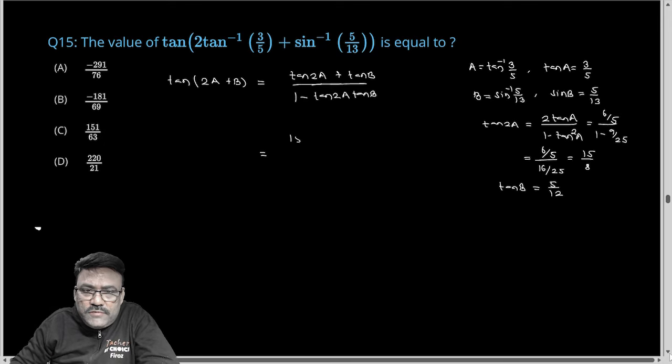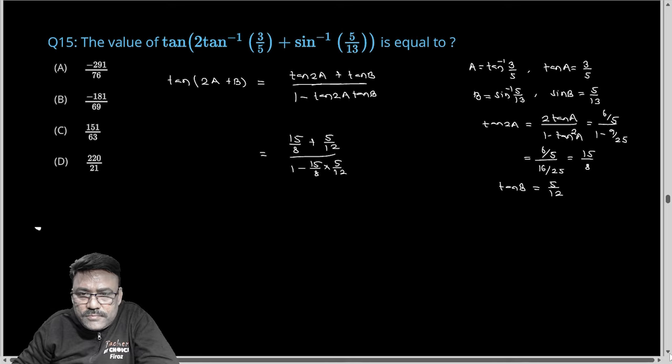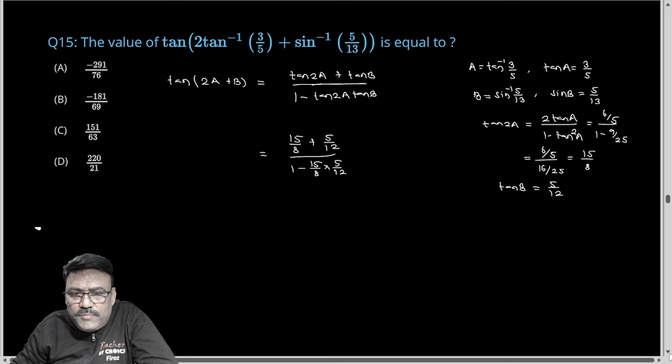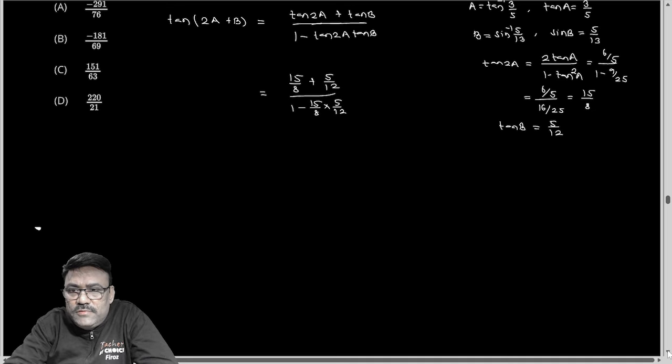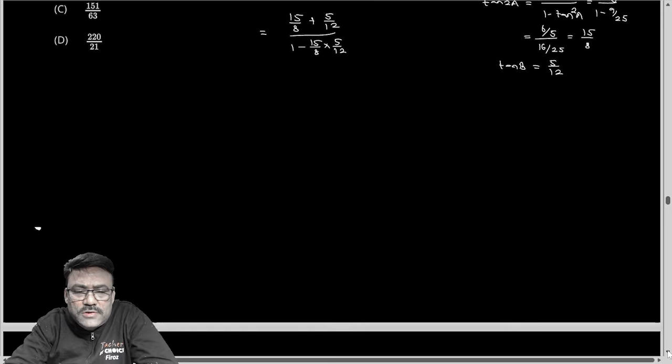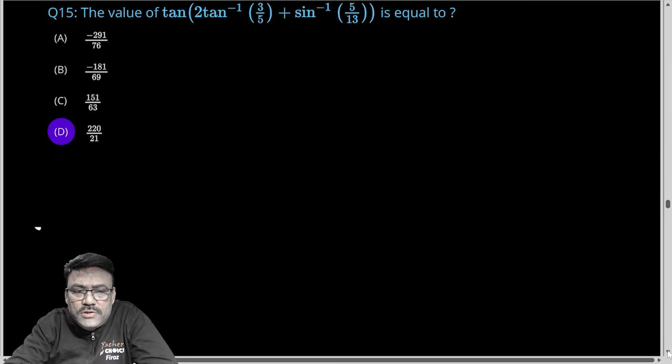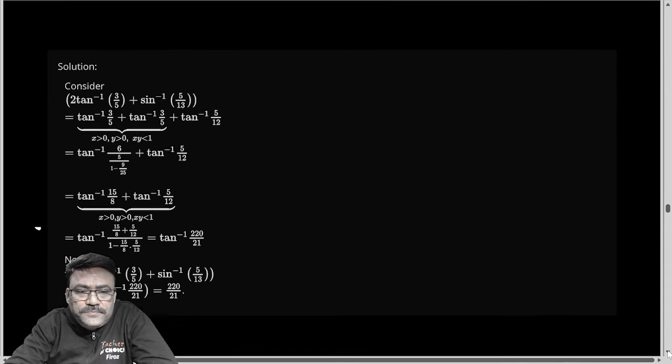So tan 2a is 15 by 8. Tan b is 5 by 12. 1 minus tan 2a is 15 by 8, tan b is 5 by 12. Now just simplify this expression. So ultimately you will get your value, and your value will be what? After simplification it comes out to be 220 by 21.